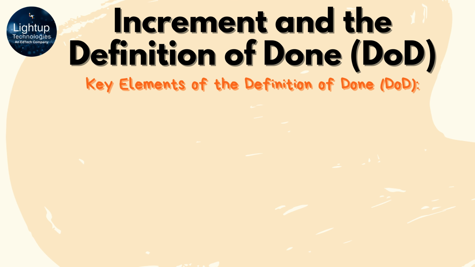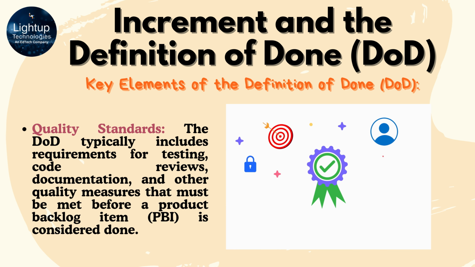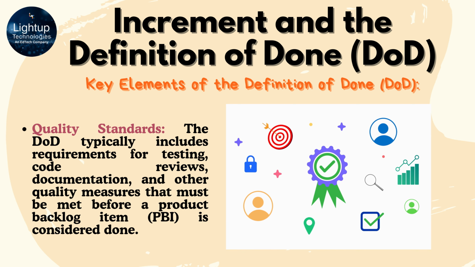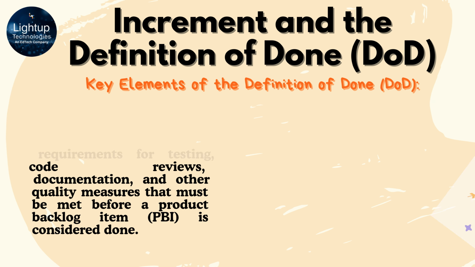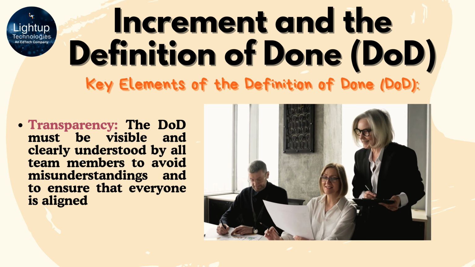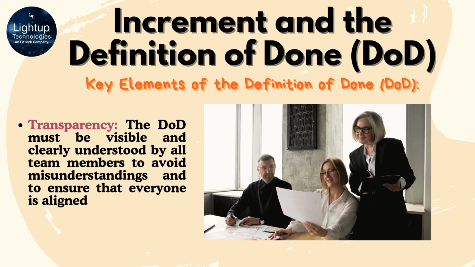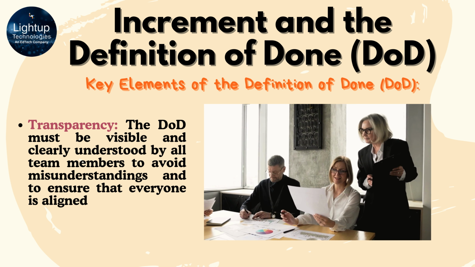Key elements of the definition of done, DOD. Quality standards. The DOD typically includes requirements for testing, code reviews, documentation, and other quality measures that must be met before a product backlog item, PBI, is considered done. Transparency. The DOD must be visible and clearly understood by all team members to avoid misunderstandings and to ensure that everyone is aligned.